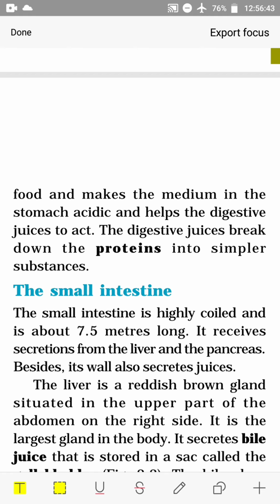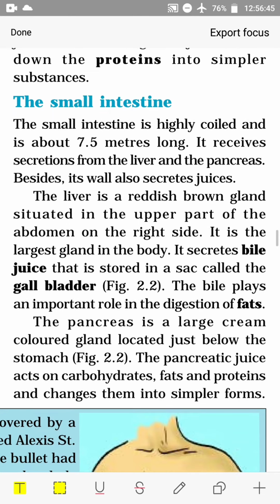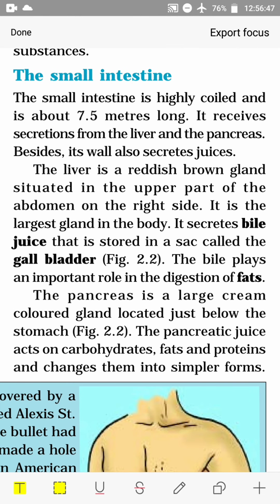Next, the food passes into the small intestine. The small intestine is highly coiled and is about 7.5 meters long. It receives secretions from the liver and the pancreas. Besides, its wall also secretes juices. The intestine has intestinal glands, which secrete digestive juices. Along with that, they get the secretion from the liver and from the pancreas. These are also digestive glands.